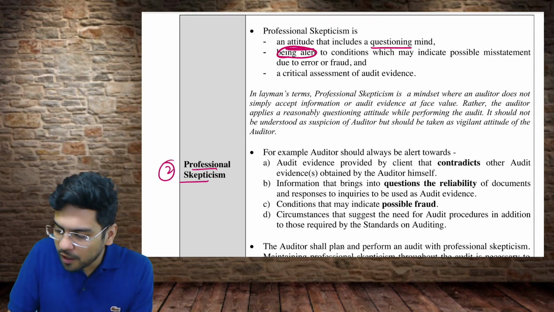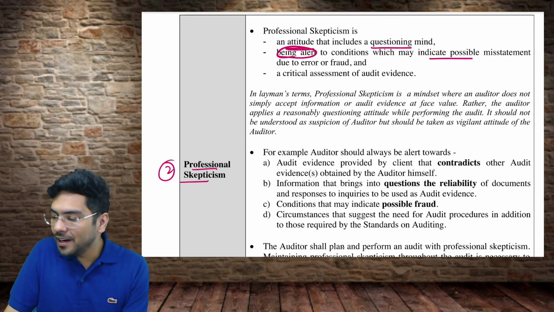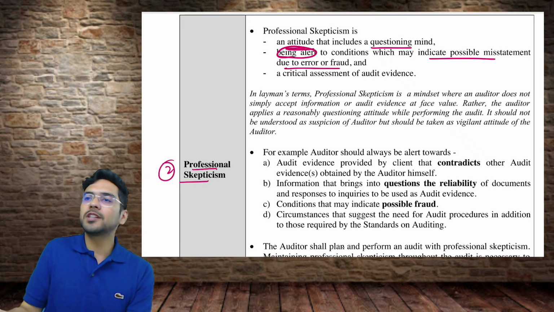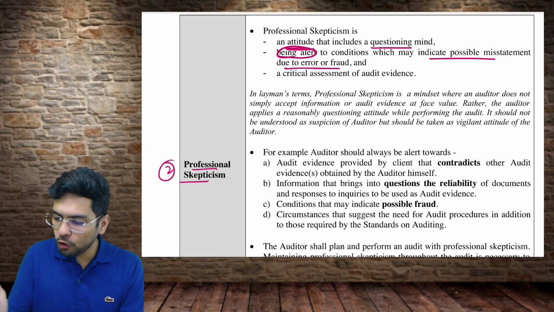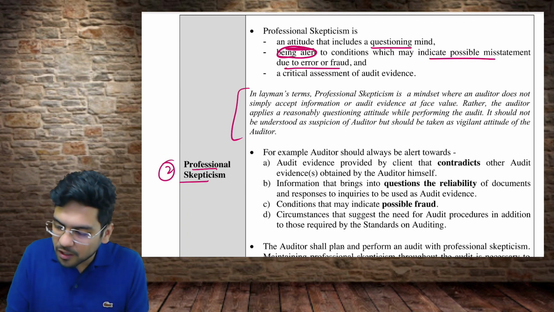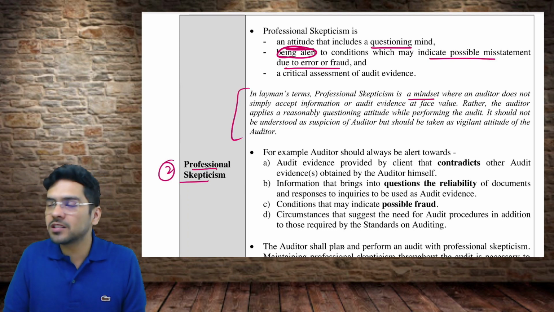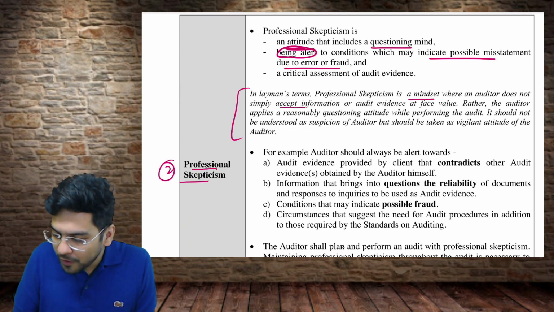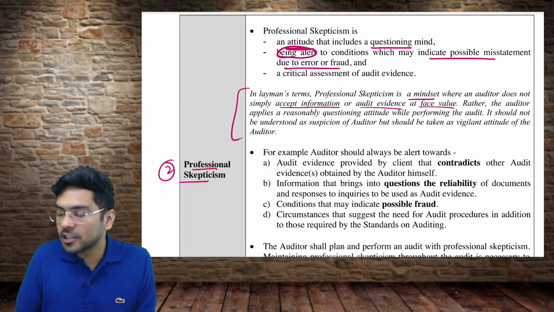It means being alert to conditions which may indicate possible misstatement due to fraud. You have to be alert, you have to be vigilant. Okay, so please understand it. When I say in layman's terms, professional skepticism is a mindset where an auditor does not simply accept information or audit evidence at face value.